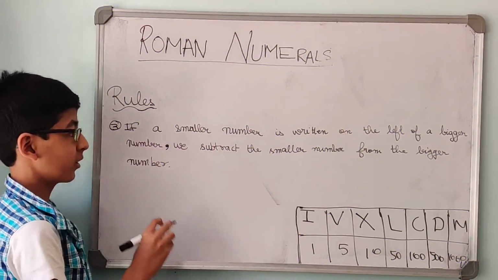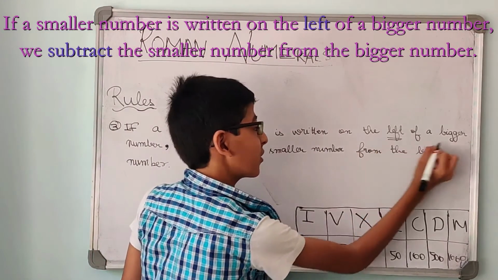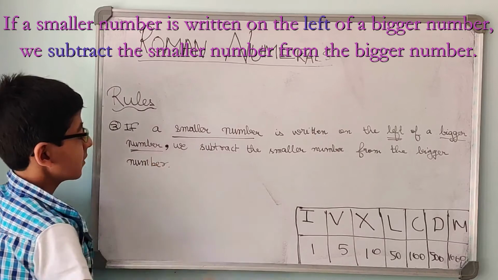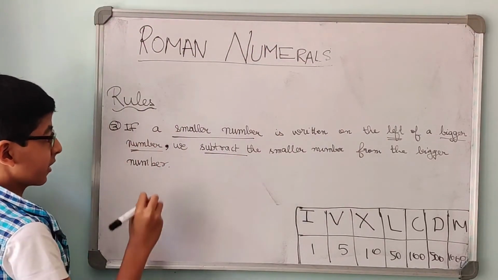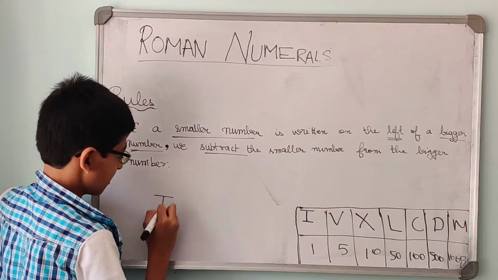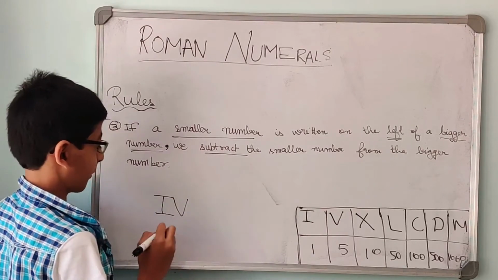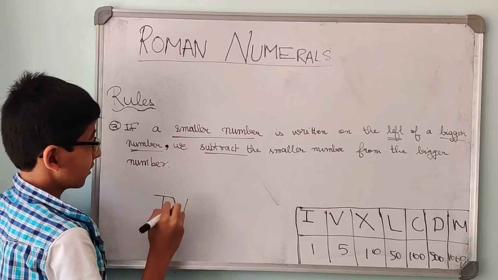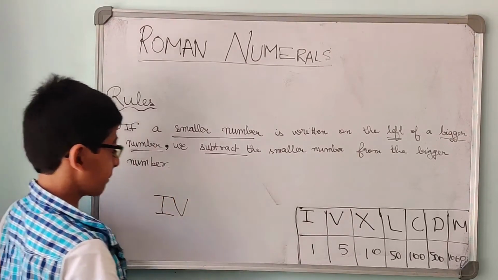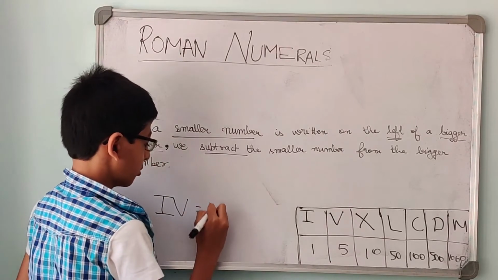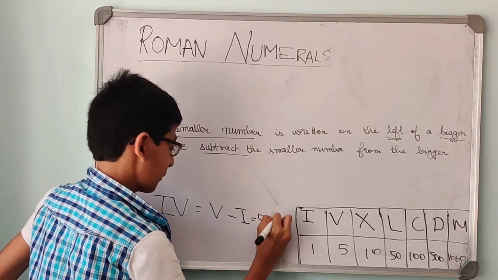Now let us know our third rule. If a smaller number is written on the left of a bigger number, we subtract the smaller number from the bigger number. Let us take the smaller number as I, written on the left of a bigger number V. So the I is written on the left of V, and we subtract the smaller number from the bigger number. So we do V minus I.